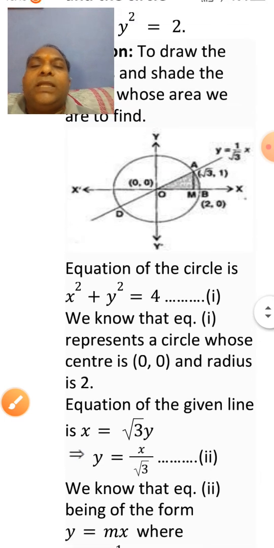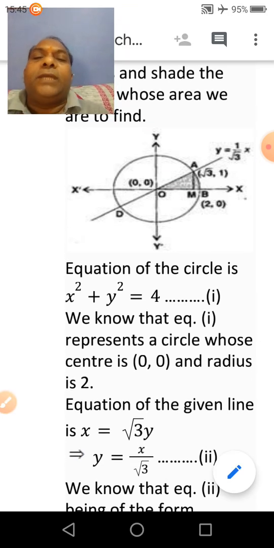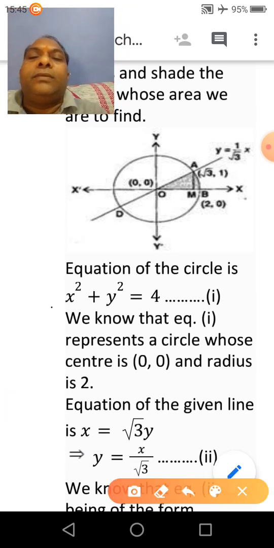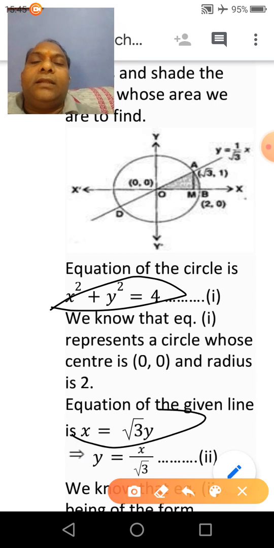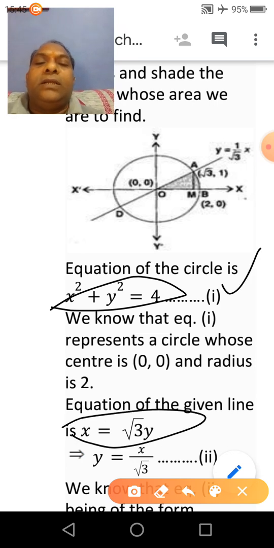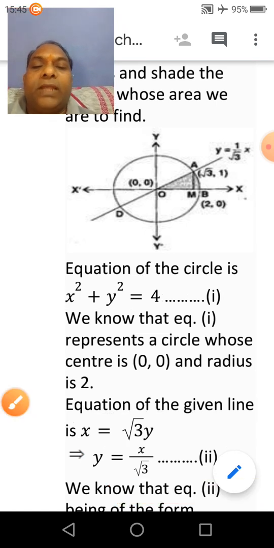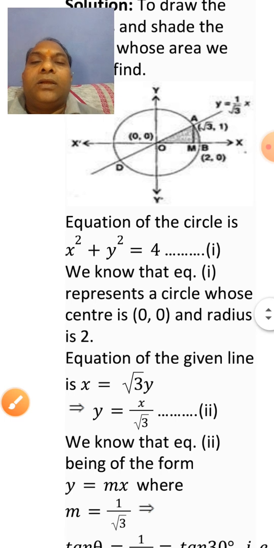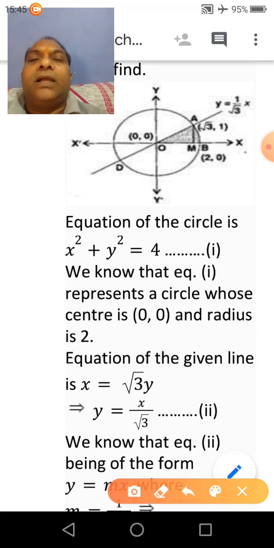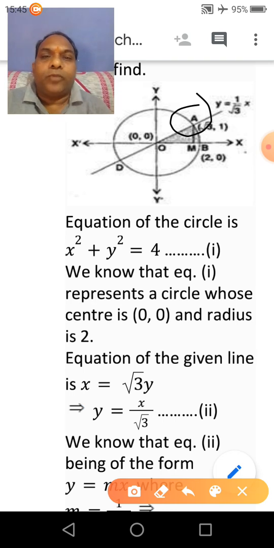So firstly, find the point of intersection of the curve and the line. So solve equation first and equation second. Clear? Then find the value of x and y, which will be the intersection of line and circle. It means which will be the coordinates of point A.